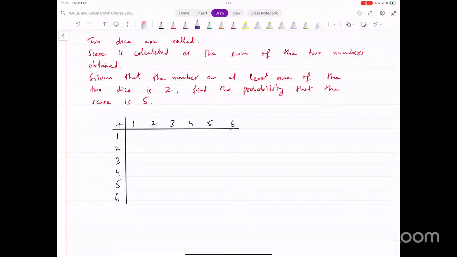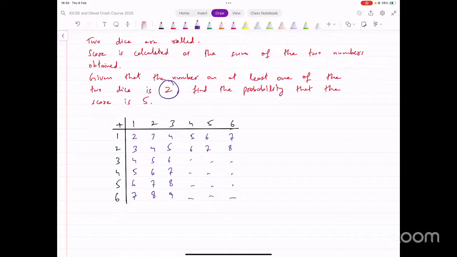And then we have this table filled like this: 2, 3, 4, 5, 6, 7, 3, 4, 5, 6, 7, 8. So we're just adding the two numbers in this table, right? So 4, 5, 6, 7, 5, 6, 7, 8, 6, 7, 8, 9. And then what are we concerned with? We can have the other numbers here as well, but they're not going to be relevant for us, because we're just talking about the score being 5 and the number on at least one of the two dice being 2. So we can skip the rest of it. The total outcomes is 36.